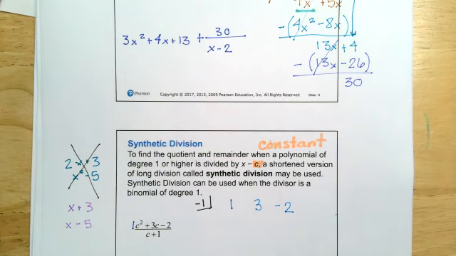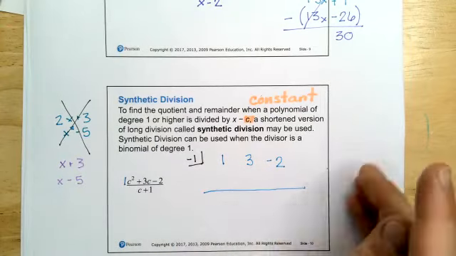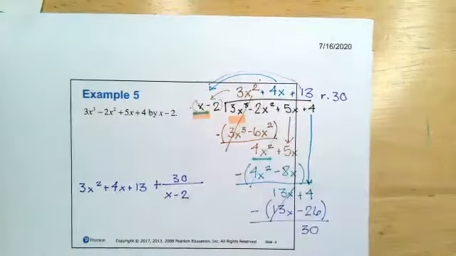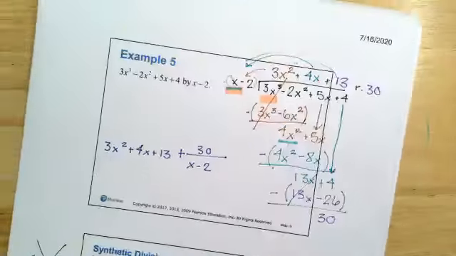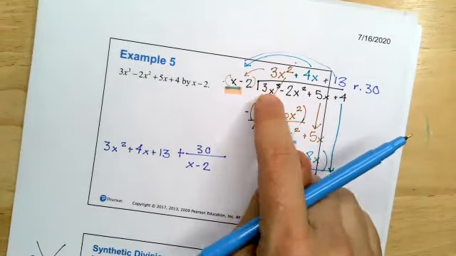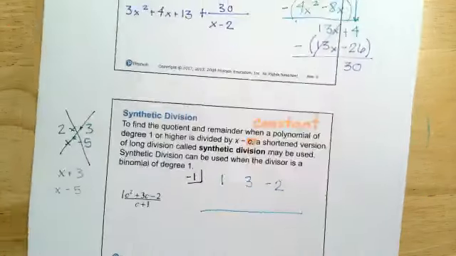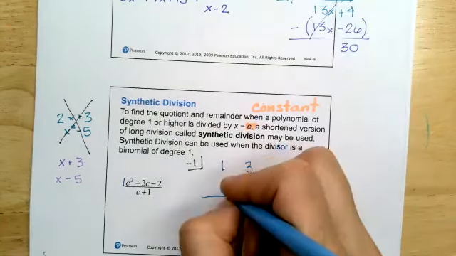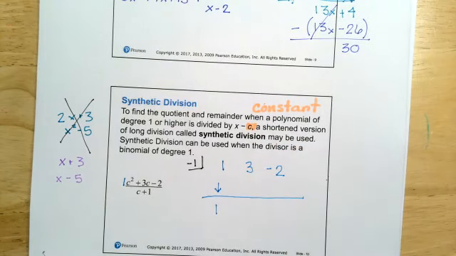Now, bring the first number straight down. Okay, we're not doing this. We're making a shortcut. Okay, and if you notice, when we do that, we're bringing the first term straight down, right? It says 3, it becomes a 3x. It's a 3x cubed, it becomes a 3x cubed. 4x squared, it becomes a 4x squared. 13x, it becomes a 13x. So we're going to bring that one straight down. The 1 up here becomes a 1 down here.